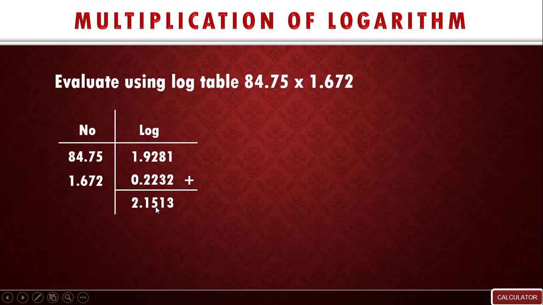0.15 under 1 difference 3. This time around, you're going to your anti-log table. Go into your anti-log table, not the log table now. Go into your anti-log table and check 0.15 under 1 difference 3.